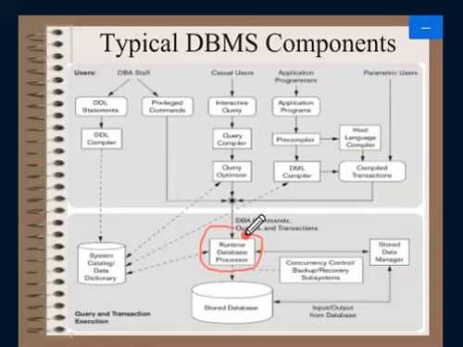So what will this runtime processor do? It will execute the privilege commands applied by the DBA. It will execute the query plans generated by the query optimizer, and it also executes the canned transactions generated for the parametric users and application programmers. Now it works with the system catalog. Again, you can see here there is a link between the system catalog and the runtime processor. So it works with the system catalog and may update it with statistics.